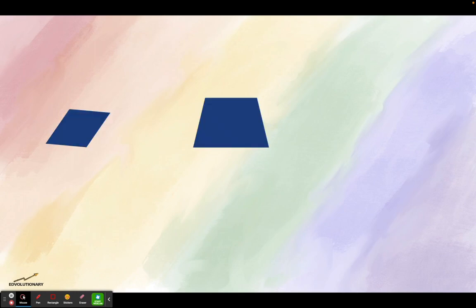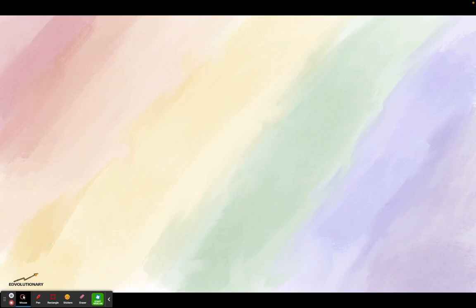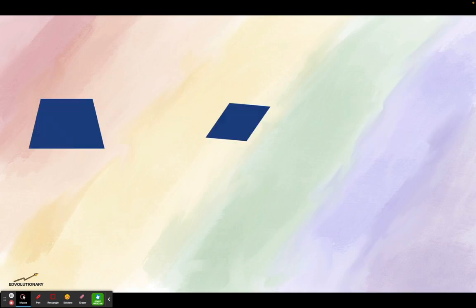Rhombus, trapezoid, and maybe say it in funny different ways each time. Hexagon, rhombus, hexagon, trapezoid, trapezoid, trapezoid, rhombus, rhombus, hexagon.